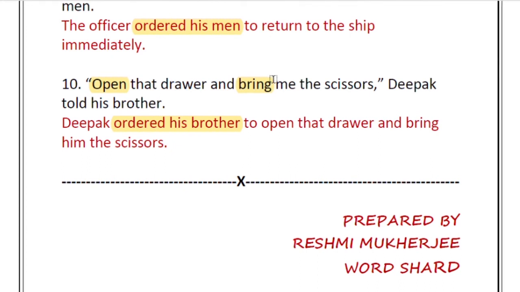Okay. So here we come to an end with the transformation exercise, mainly concentrating on direct, indirect, and active, passive. There are more. We will go on discussing.